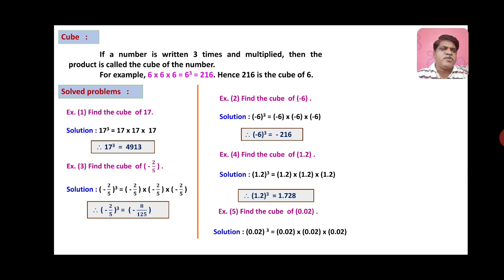Find the cube of the number 0.02. Therefore, you can write 0.02 raised to 3 is 0.02 into 0.02 into 0.02. So the product, 0.02 raised to cube, is 0.000008, that is 5 zeros and then 8.